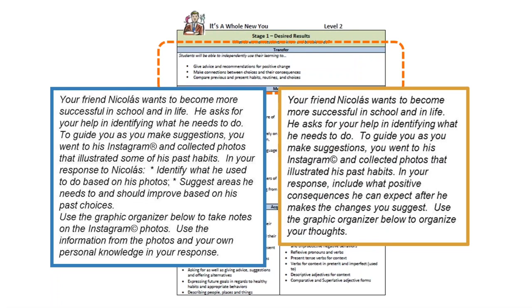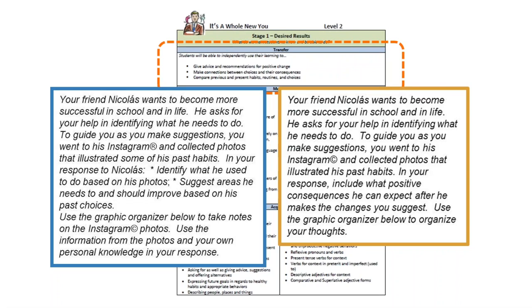He wants to be more successful. He asks for your help. And to guide you, you go to his Instagram and collect photos. Now, we're the teacher, we have collected these photos. So the students don't actually go do that, obviously. So here's all it says in the honors version. In your response, include what positive consequences he can expect after he makes the changes you suggest.